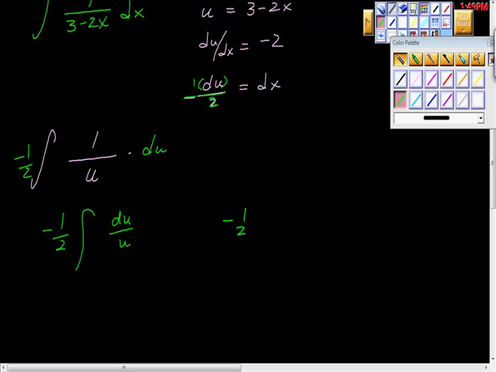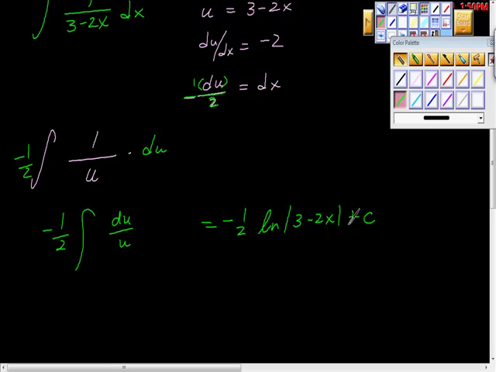So we get what? Nice. Negative 1/2 ln of 3 minus 2x plus c. Right? Keep going. Keep going.